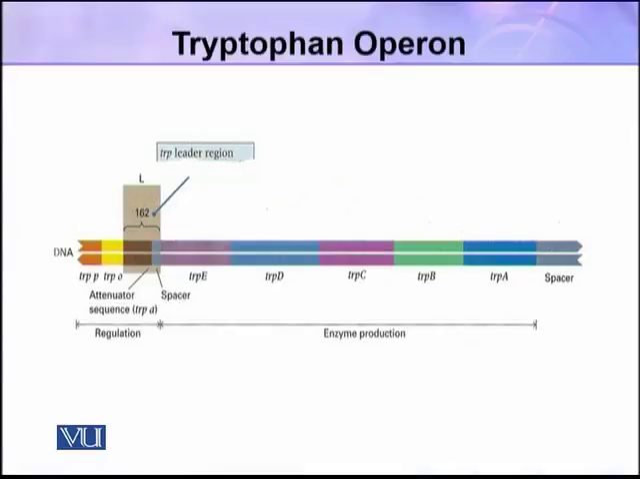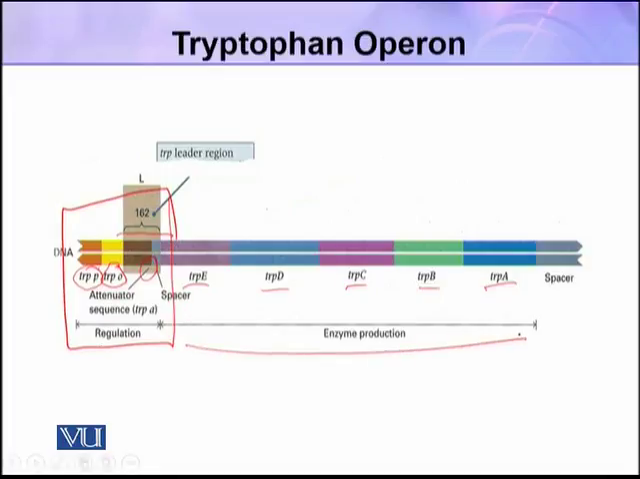So here is the structure of this tryptophan operon. These are trpE, D, C, B, and A, and this one is the trp leader sequence or trpL, and this one is the trp attenuator, this is trpP, and this is trpO, meaning promoter and operator. This is also the regulatory portion, and it regulates this operon, and this is the enzyme production region.